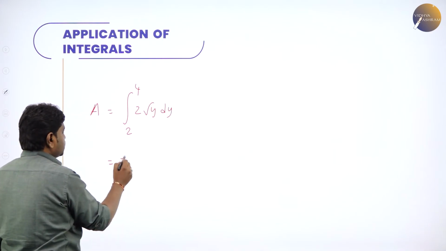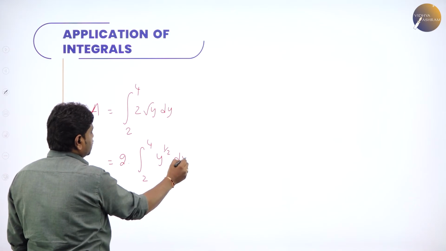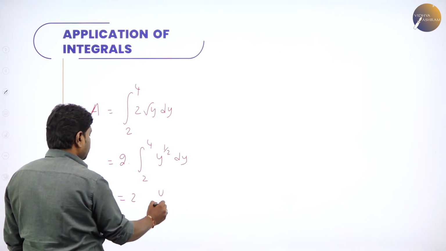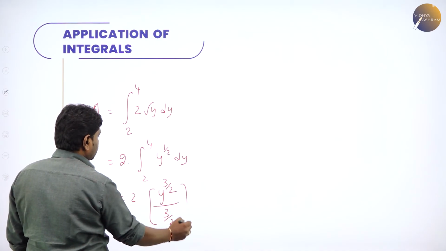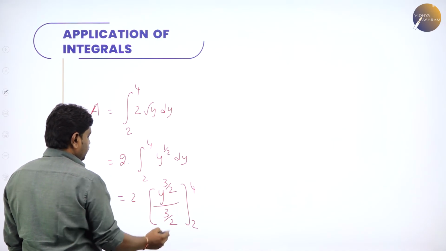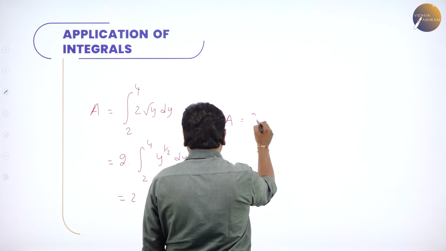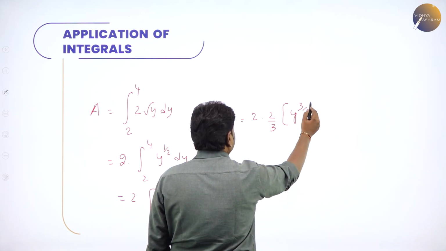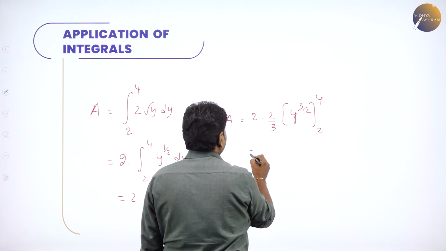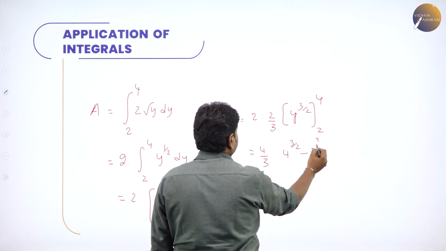So 2 is constant, integration from 2 to 4 of y power half dy. So 2 into y power 3 by 2 divided by 3 by 2. From where to where? 2 to 4. So you can cancel, the terms are simplified. Area is equal to 2 times 2 by 3 y power 3 by 2, from 2 to 4. So 4 by 3, 4 power 3 by 2 minus 2 power 3 by 2.